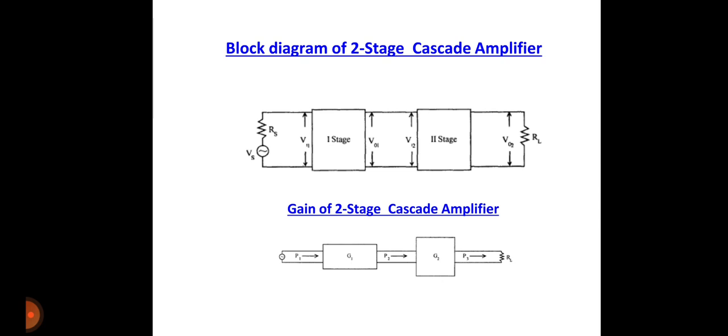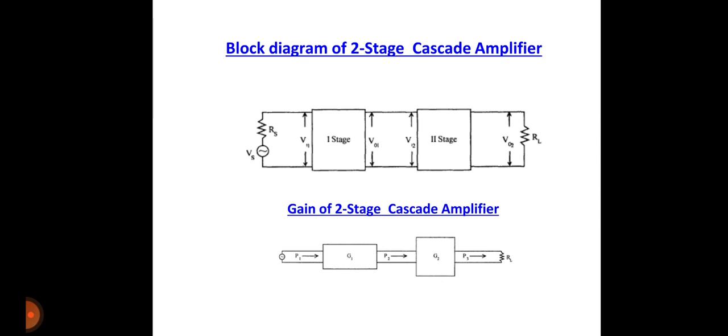If we see the block diagram of a two-stage cascaded amplifier, it has two stages. Any amplifier consisting of more than one stage is nothing but a cascaded amplifier, or we can say a multistage amplifier. Externally, source and load are connected as shown in the figure. For stage 1, input voltage is Vi1 and output voltage is Vo1. Similarly for the second stage, input voltage is Vi2 and output voltage is Vo2.